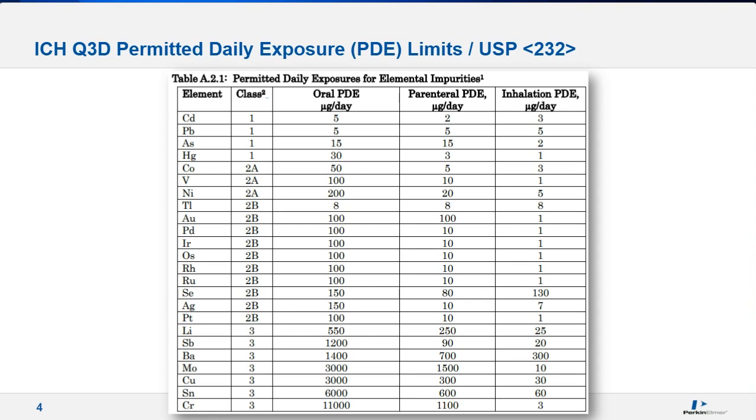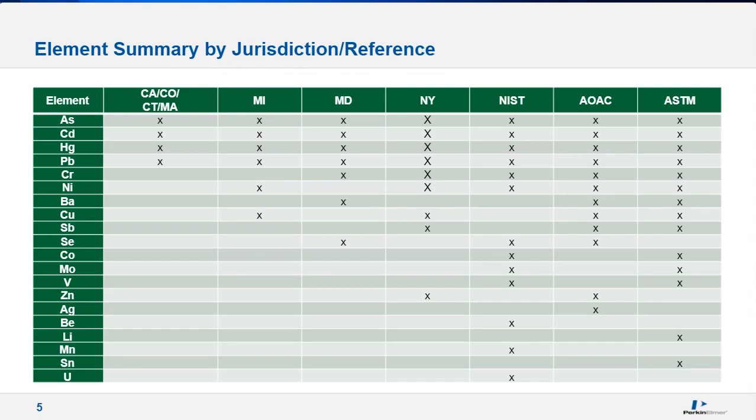Here you can see a table of elements monitored based on the jurisdiction or based on a reference document such as NIST, AOAC, and the ASTM study. In this work, we looked at the entire list of elements. You can see here on the left-hand side of the table, which expands on our previous work, which focused on the big four elements, which would be arsenic, cadmium, mercury, and lead.